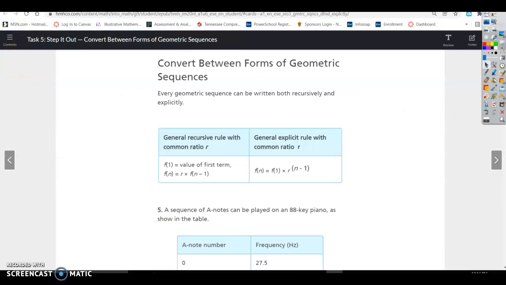Lesson 14.2, Task 5. Convert between forms of geometric sequences. Every geometric sequence can be written both recursively and explicitly. Your general recursive rule with common ratio r is: f of 1 equals your first term, which has to be stated, and then f of n equals your common ratio r times f of n minus 1, so your previous term. Your general explicit rule with a common ratio r is f of n equals your first term times your ratio raised to the n minus 1 power. So these are both things that we've looked at, and now you're going to look at converting from one to the other.